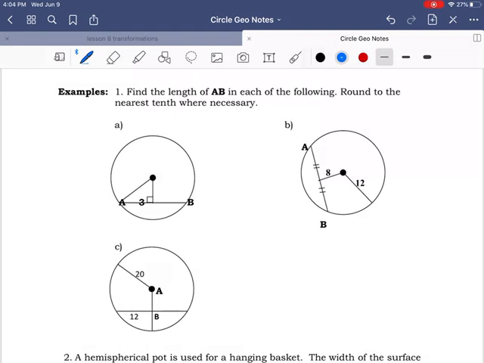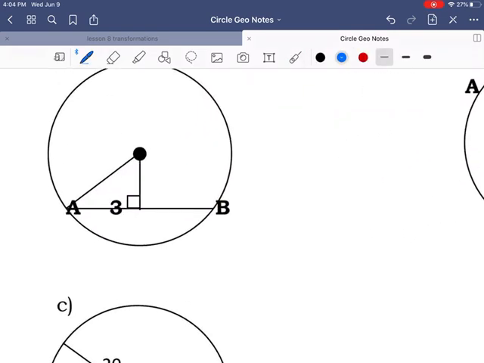So find the length of AB. Now AB goes all the way across, okay, round to the nearest tenth. Well, the theory we just said is if we have the center of the circle and it meets a chord at 90 degrees, that means that this side is equal to this side. So if that side is equal to that side, this is also 3. So the entire length is 3 plus 3, 6. There's no units. So this entire thing is 6 units.